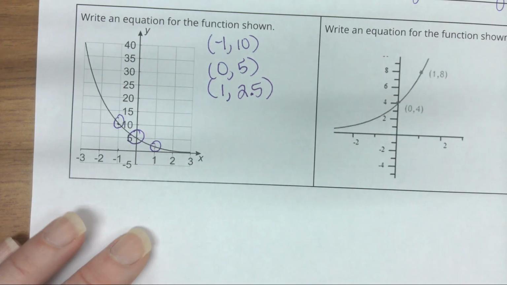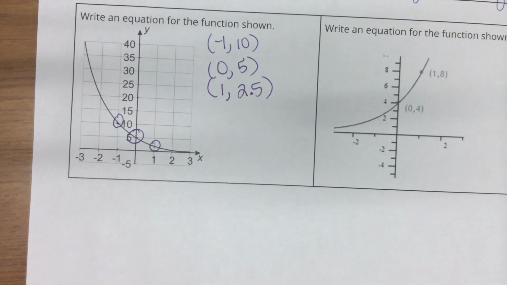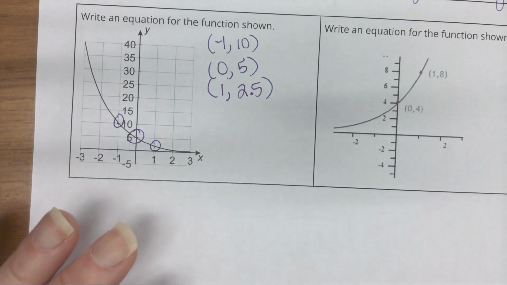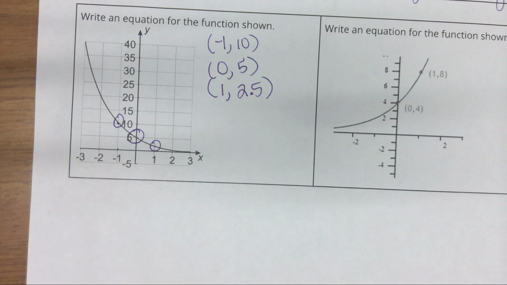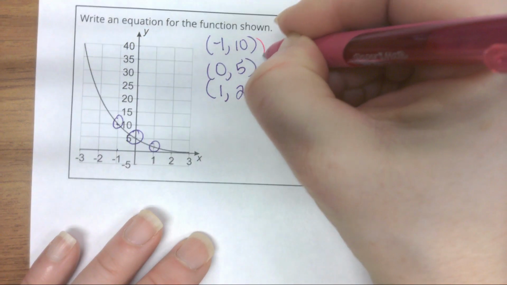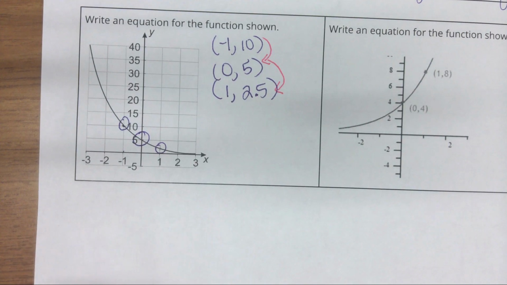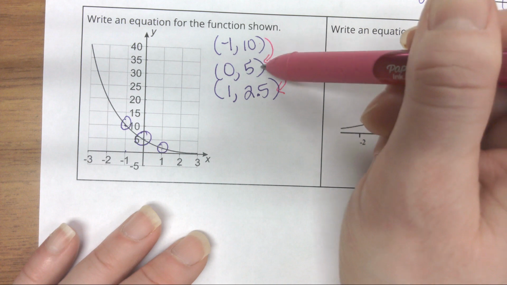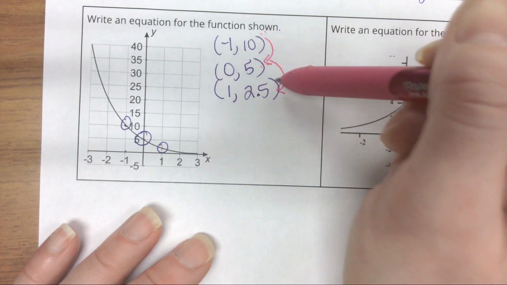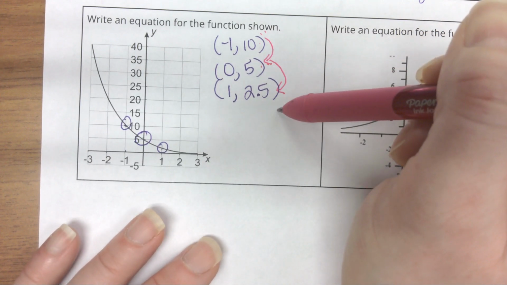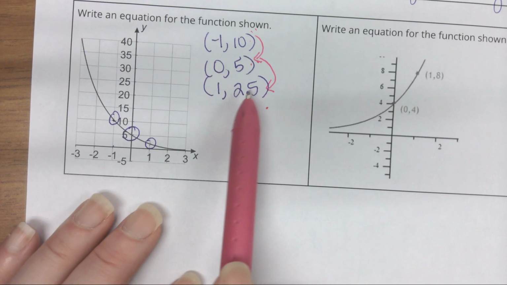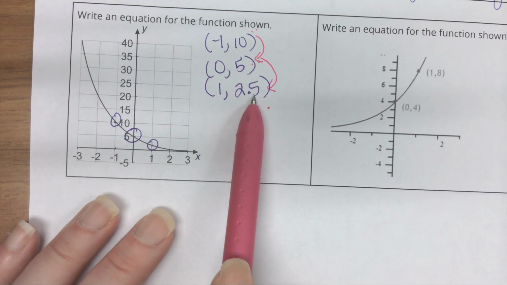Okay. What are the ratio of y values? And remember, we want to figure out what they're multiplied by going forwards. In other words, how would you get from a 10 to a 5 and a 5 to a 2.5? What are we multiplying by? What's that? One half.